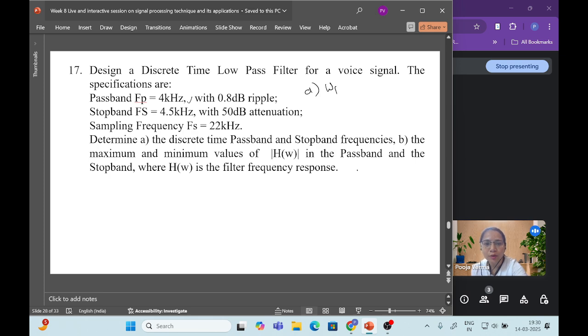So omega p, what value have we got, just a minute, that is 0.36 pi, and omega s we have got 0.41 pi. Okay, these are the answers. Now we are solving for answer V. What will be the maximum and minimum value of h of omega in the pass band and stop band?